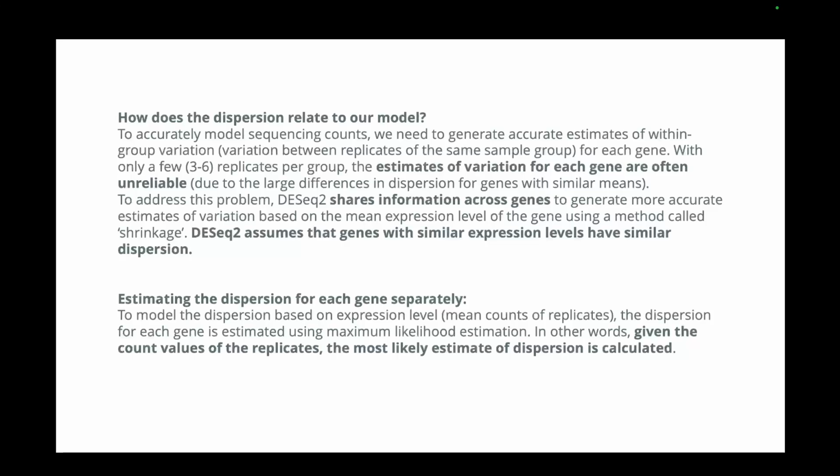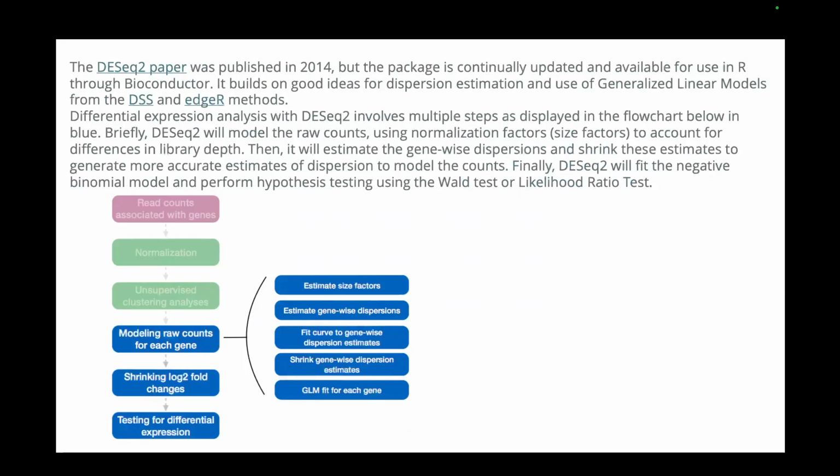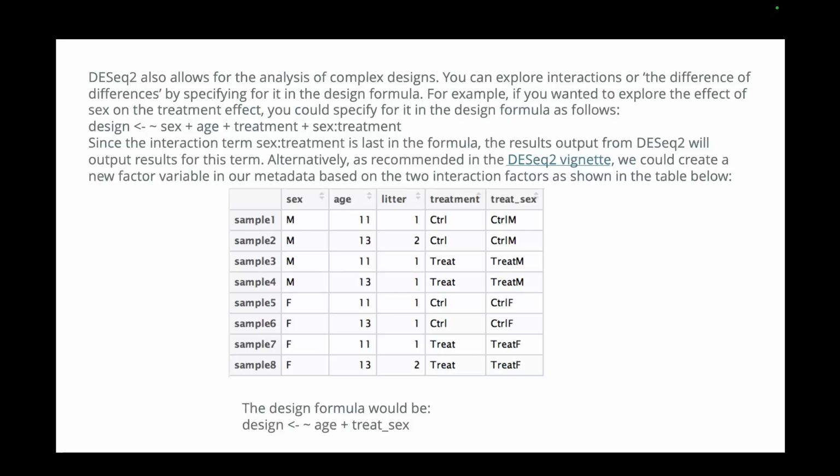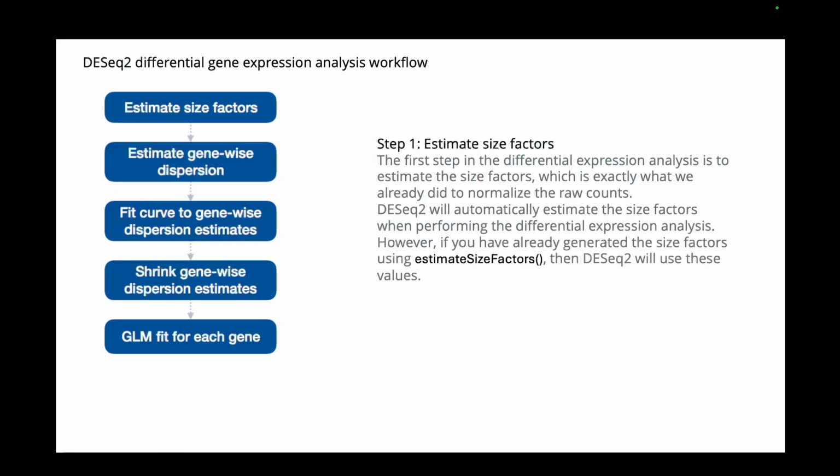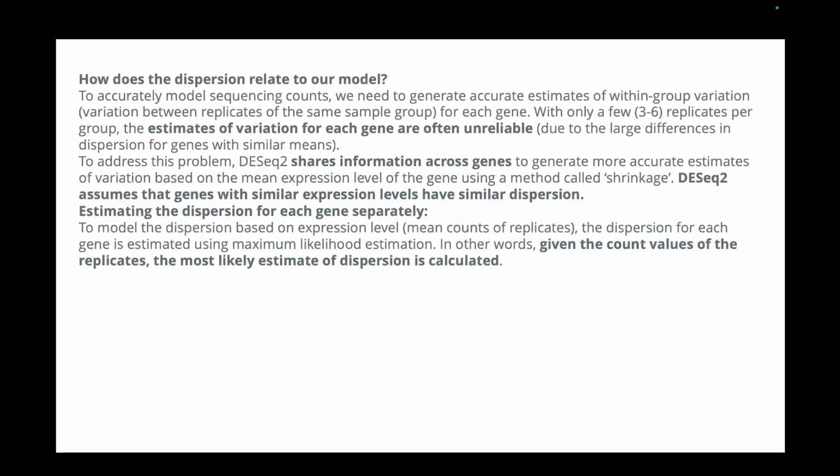Now, how do you estimate the dispersion for each gene separately? To model this, based on expression level, which is the mean counts of replicates, the dispersion for each gene is estimated using maximum likelihood estimation. So in this model, this is your covariate thing, but it is basically a similar kind of model to limma. It's also a linear model. In this, beta is basically the set of parameters you want to estimate, and maximum likelihood estimation is one technique to estimate this set of parameters.